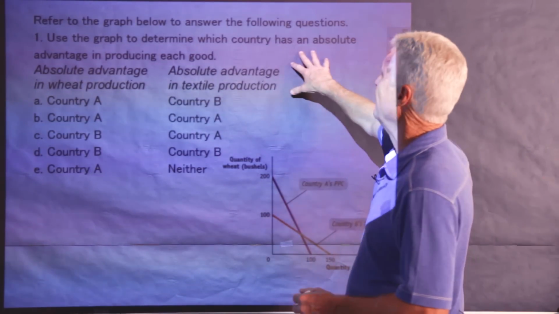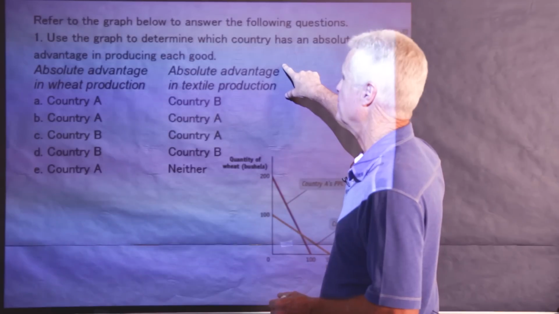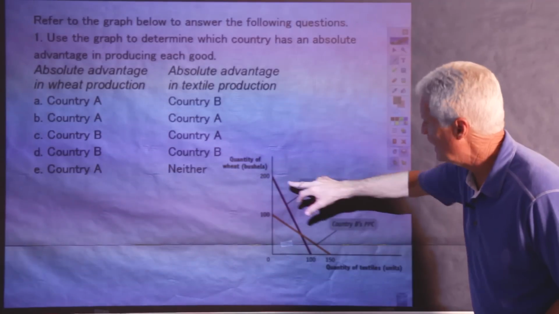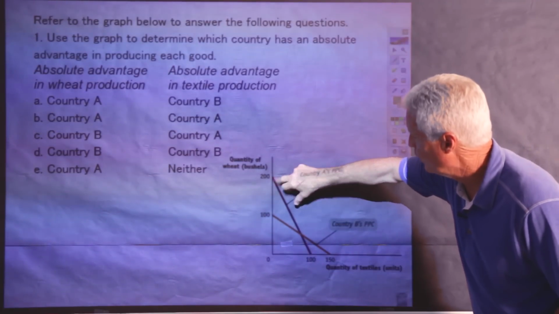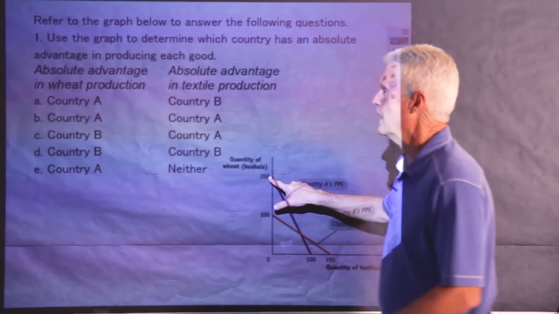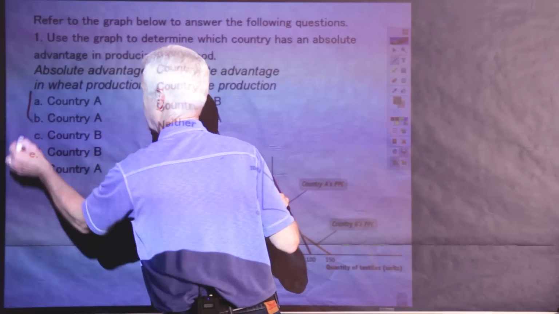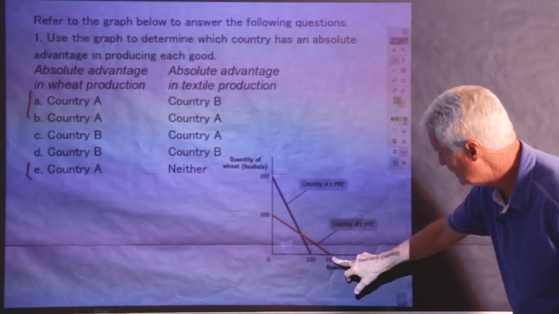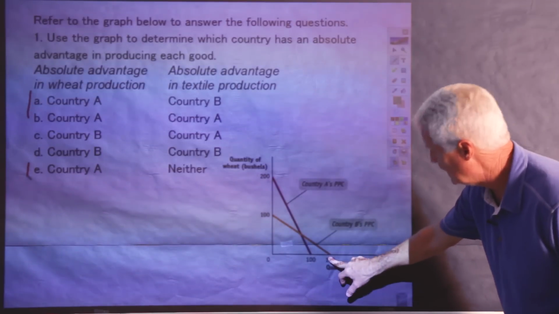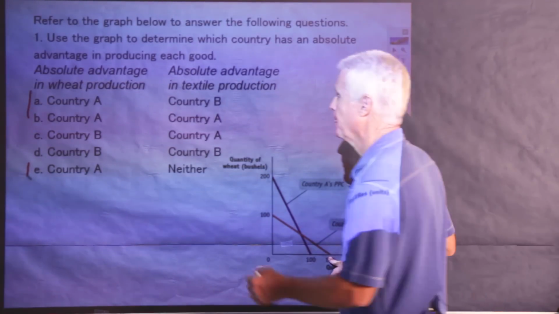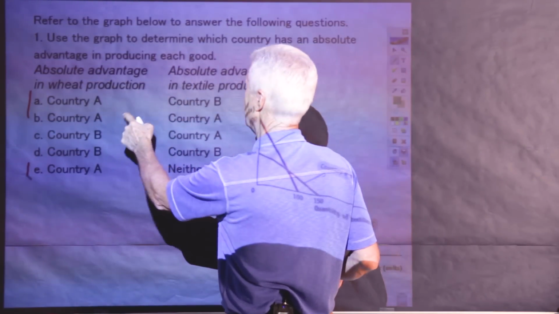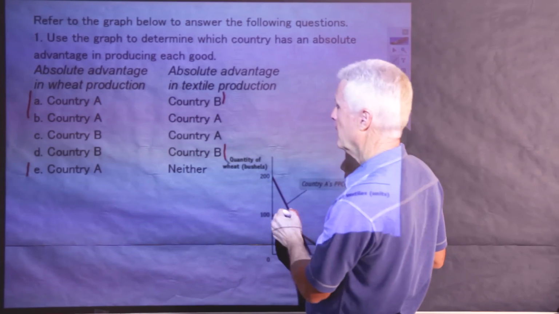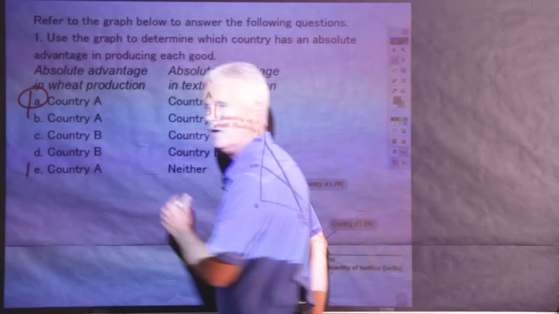All right. Use the graph to determine which country has the absolute advantage in producing each good. Okay? Well, country A can produce more wheat. Okay? So that's country A. And country B can produce more textiles. Textiles, country B, there, and that gives us an answer of A.